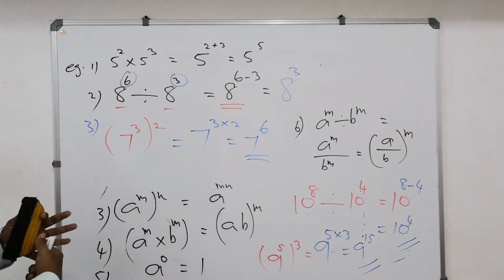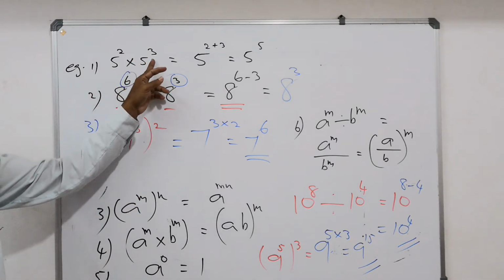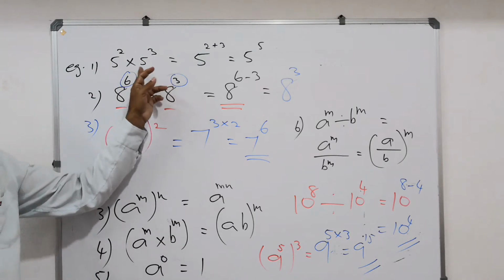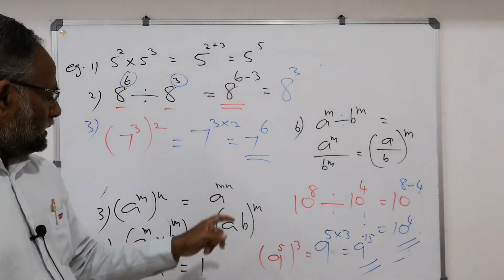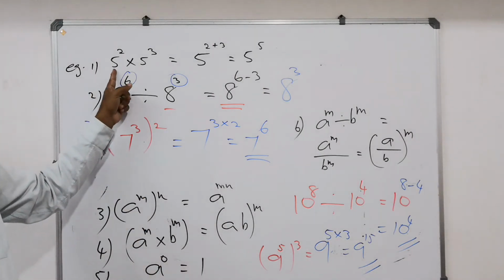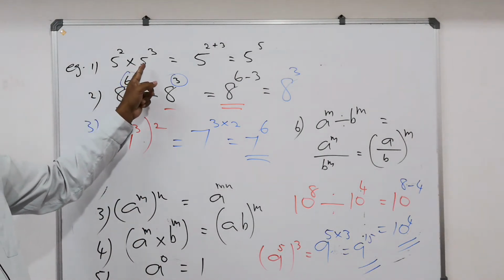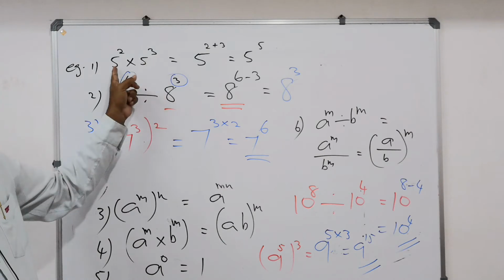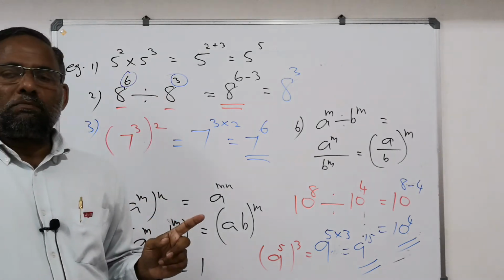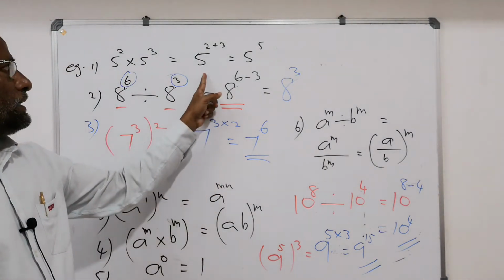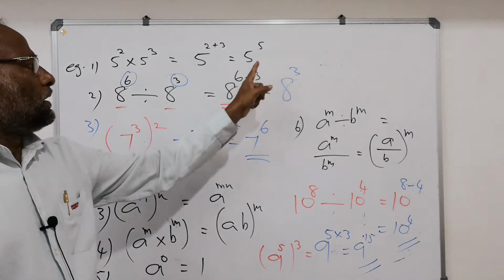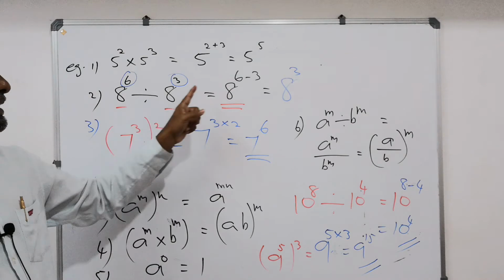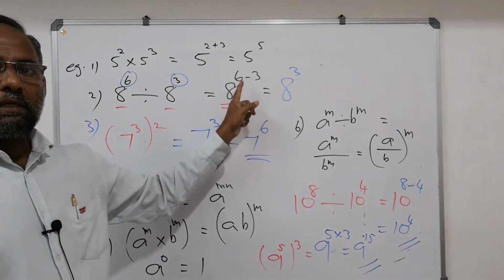Now, you saw this one, 5 square into 5 cube. Sir, multiplication, okay, you added. Exponents addition, that is a raised to m into a raised to n. The base must be same. So write the base and add the exponent: 5 raised to 5. Now division is there, subtract. What is this? You will ask me.